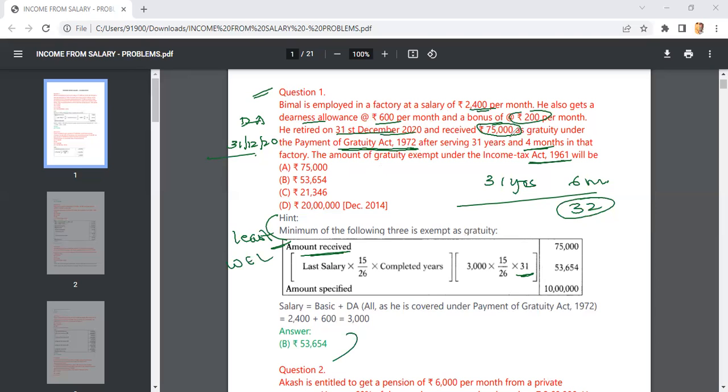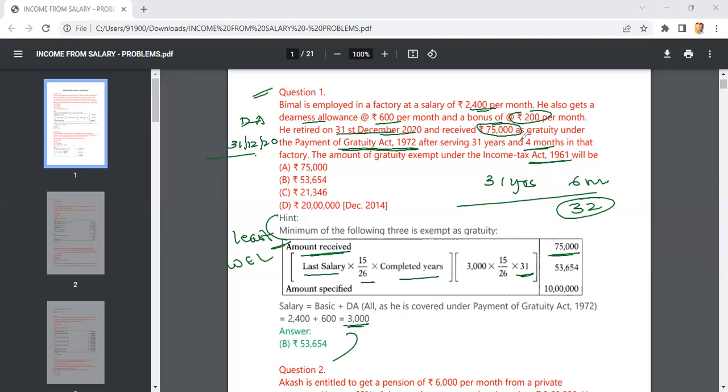The first is the amount received, how much gratuity he has received: 75,000. You put that, and then use the formula last drawn salary into 15/26 into completed years. For the last drawn salary, the working note: salary is equal to basic salary 2,400, plus dearness allowance, so that it will be 3,000. And remember, we won't include the bonus, only dearness allowance and the basic salary are added here. So 3,000 into 15/26 into 31.